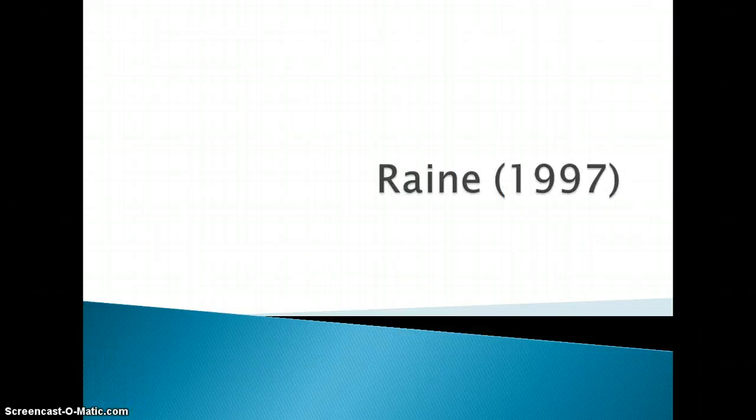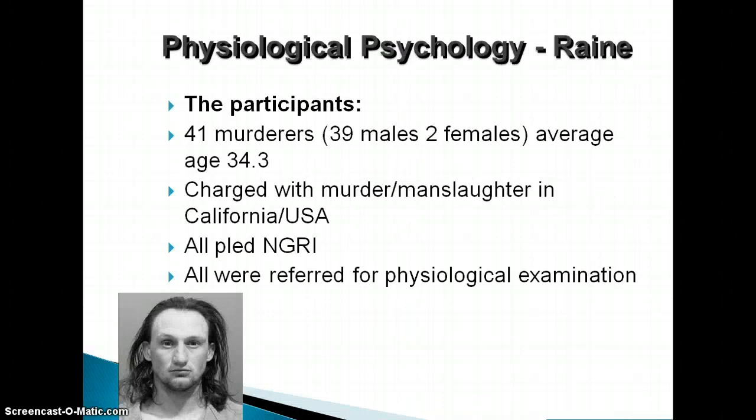So Raine 1997 is one of your core studies. Remember, the aim of this was to see if the brains of murderers were different to the brains of non-murderers in some key areas like the prefrontal cortex. So Raine got 41 murderers, 39 males, 2 females, with an average age of 34.3. They'd been charged with murder or manslaughter, and all were found NGRI, not guilty by reasons of insanity.